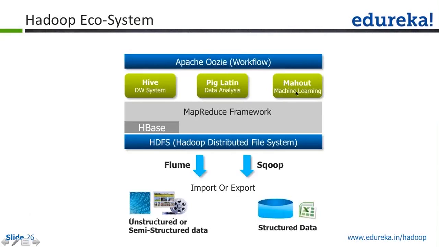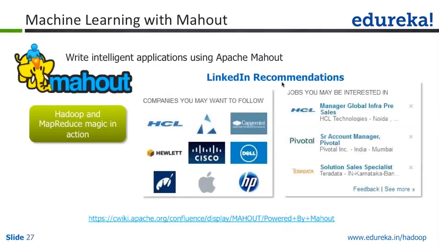Now, Mahout will not be a part of this course, so I'll just quickly tell you a little bit about Mahout. There's a separate course on Mahout, so if anyone is interested, you can pick up that course as well. Mahout is basically Hadoop and MapReduce together. You can write intelligent applications using Apache Mahout.